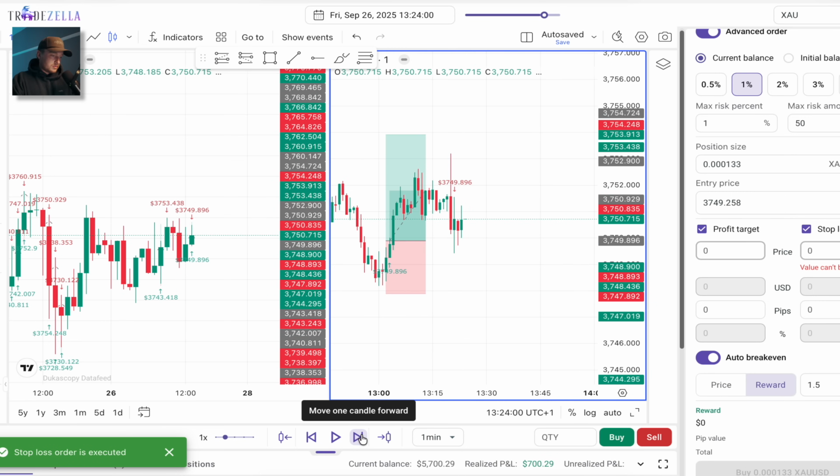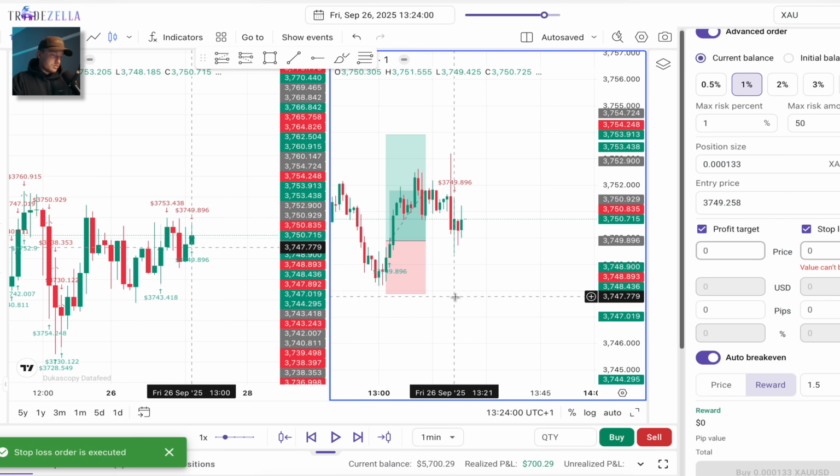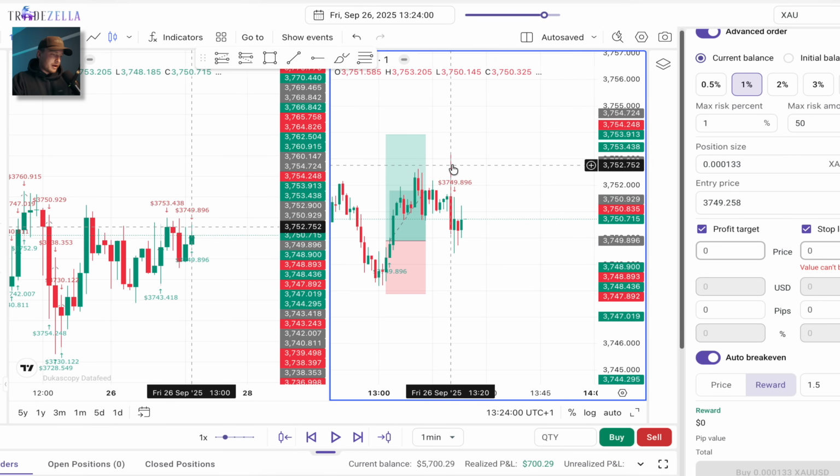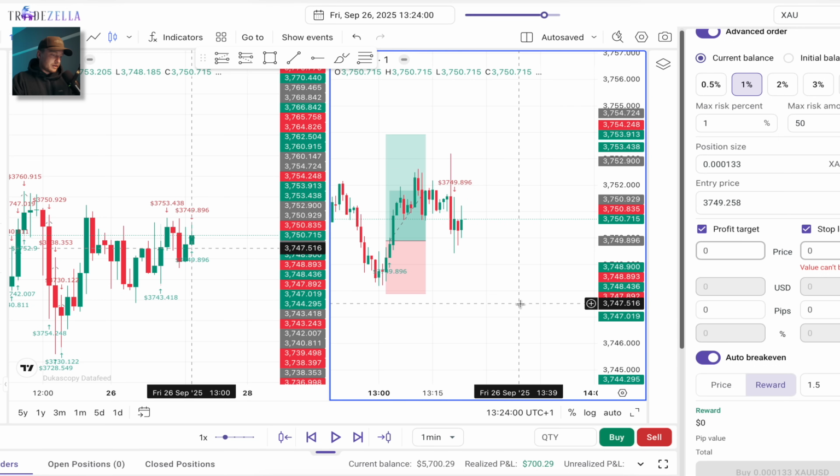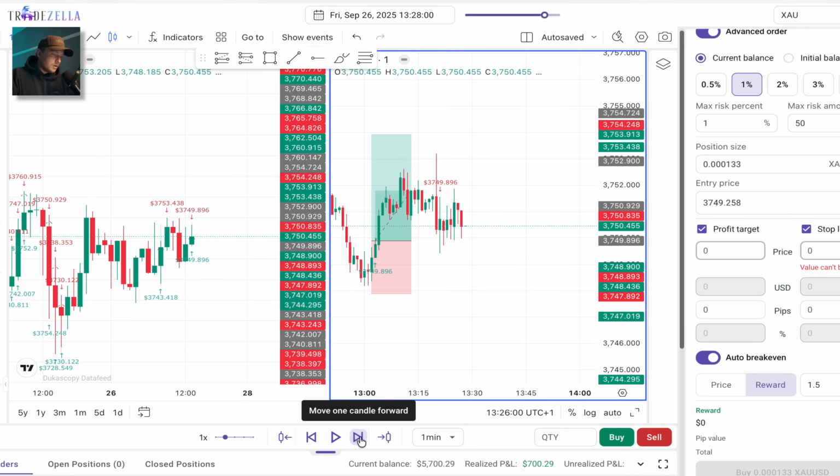Price pushes up. Does that break even? Yeah. I think there's news coming up on Friday. And I think what happened there is this wick got us to break even, came down, stopped us out of break even. So all good.